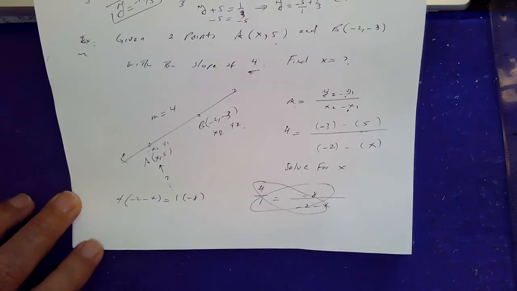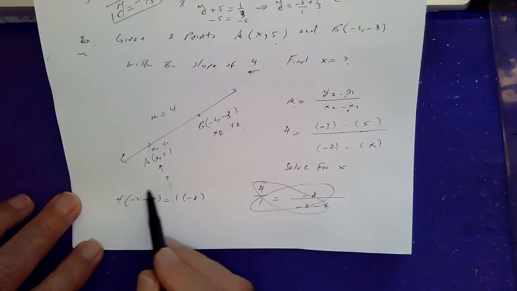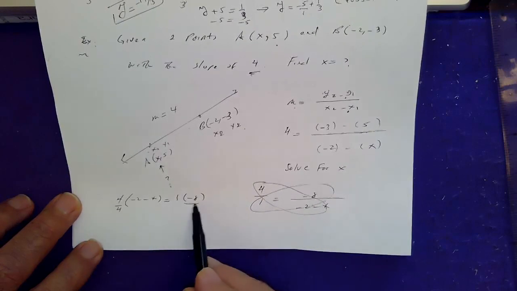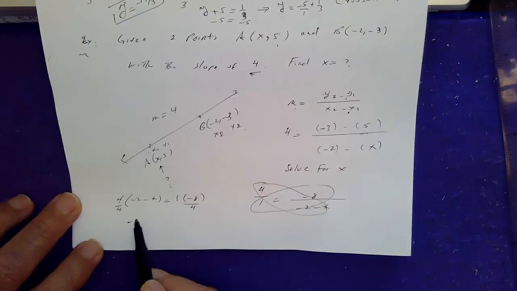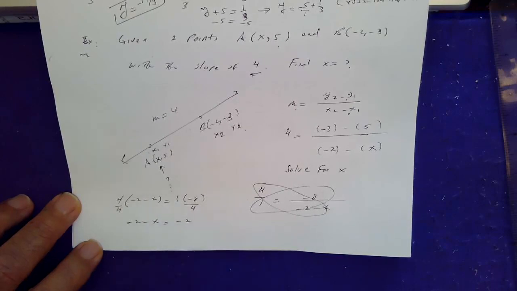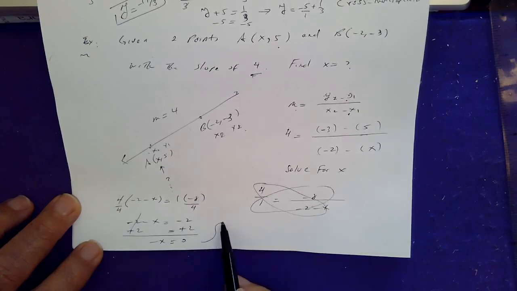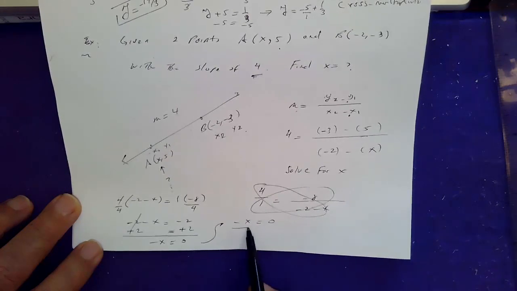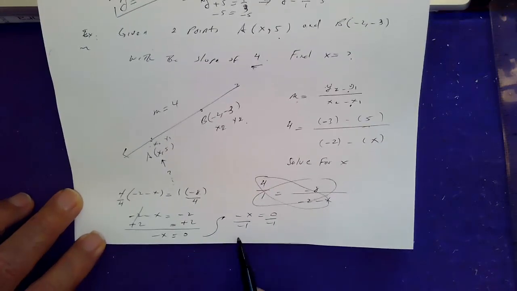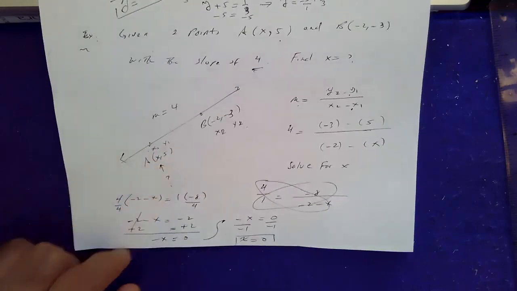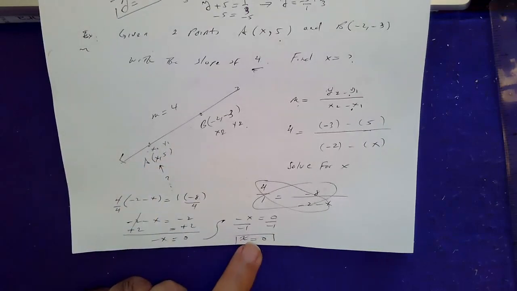So what do you do? First thing I do, you could distribute the 4, you get the same answer. Well, here's a faster way to do it. Divide both sides by 4. We get negative 2 minus x equals negative 2, because 4 divides into negative 8 negative 2 times. Add 2 to both sides, correct? You get negative x equals 0. Now divide both sides by negative 1, and lo and behold, you get x equals 0. So that missing component of point A happens to be 0.